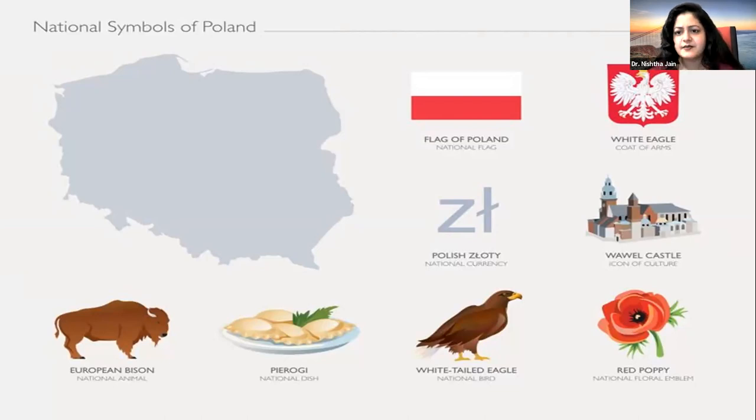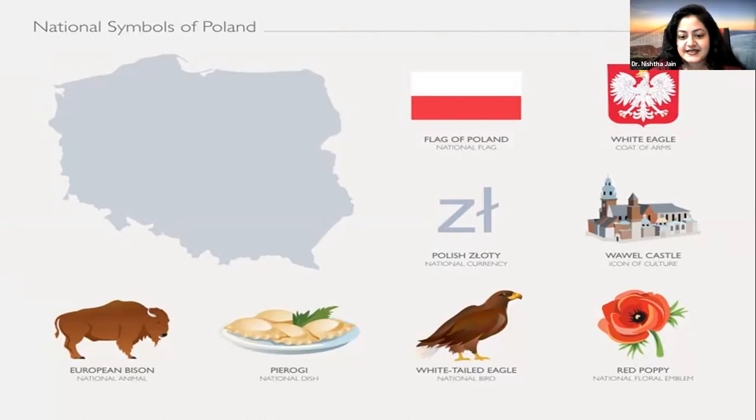Does it look like idli sambar to anyone? Yeah, it looks a bit like. Idli. It's like momos. You can say momos. Does it look like momos? Flattened ones. Yeah, flattened ones, then it's fine.